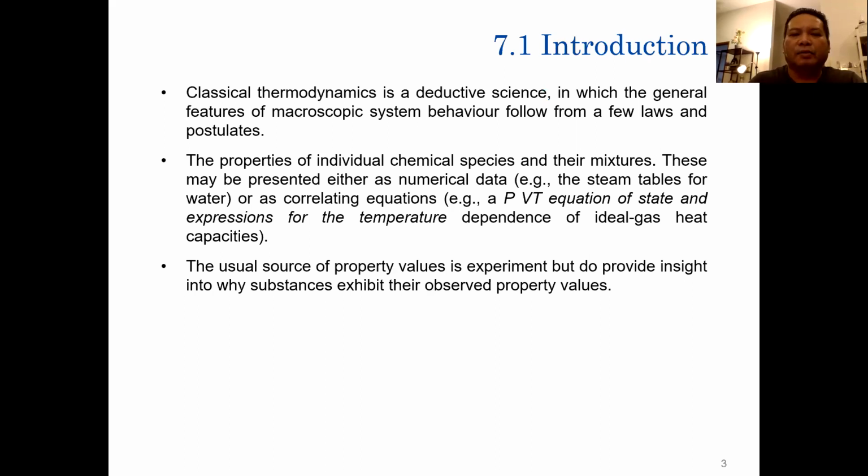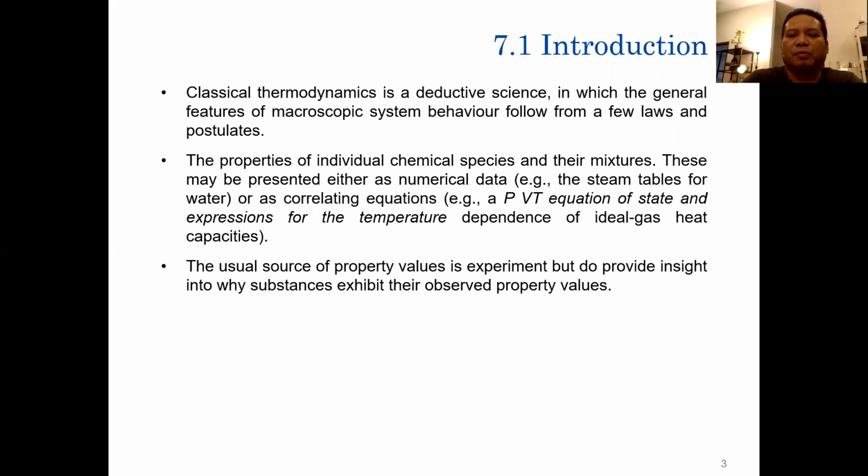So classical thermodynamics is a deductive science in which the general features of microscopic system behavior follow from a few laws and postulates, right? And then the properties of individual chemical species and their mixtures may be presented either as numerical data, as estimate tables, or as a correlated equation, a PVT equation of state. Right? We have done a lot on that.